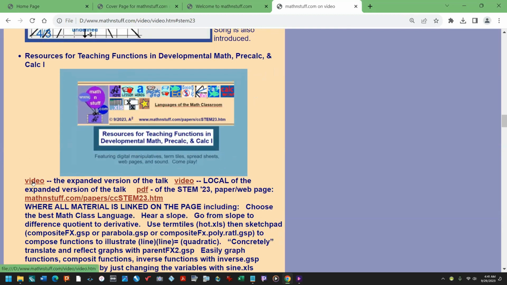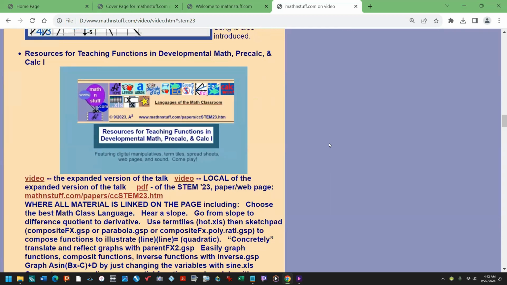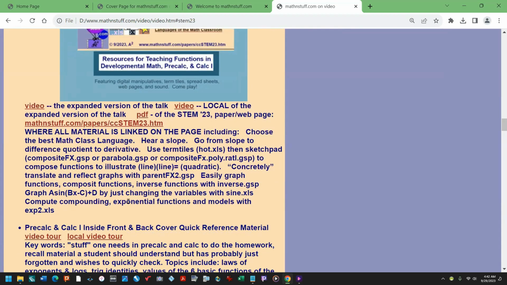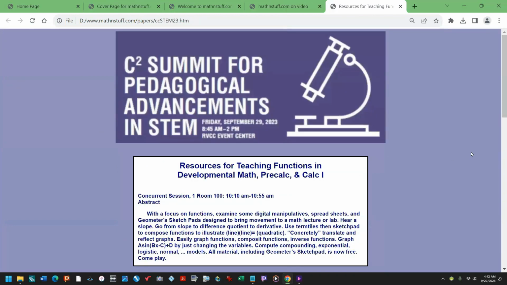Once I finish recording it, there is a local version of that, which you don't need, same thing, a PDF file of the web page and the web page itself. This is the content of the talk and of the video. We'll go over that now just by going to the web page. I'm clicking on the web page, and it's for a talk given September 29th, 2023 at Raritan Valley Community College.